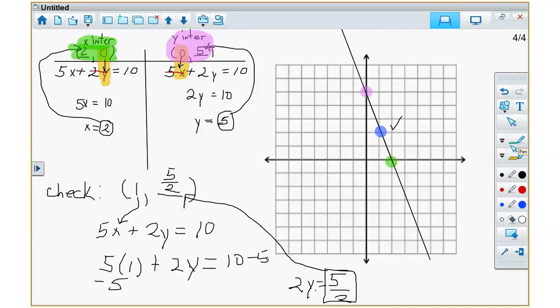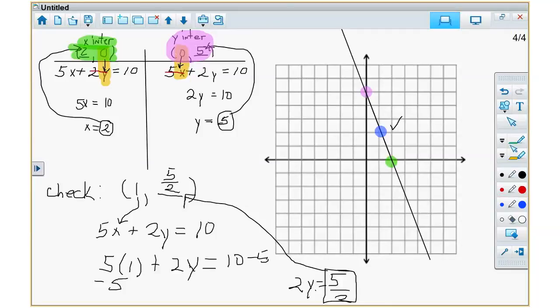All right, let's go back through. The green, plug in 0 for what variable? Y, because it's the x-intercept. What happens to the y term? It cancels. Leaves you with 5x equals 10. Divide by 5, x is equal to 2.